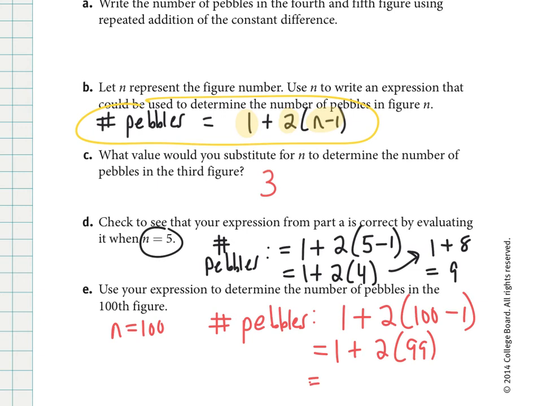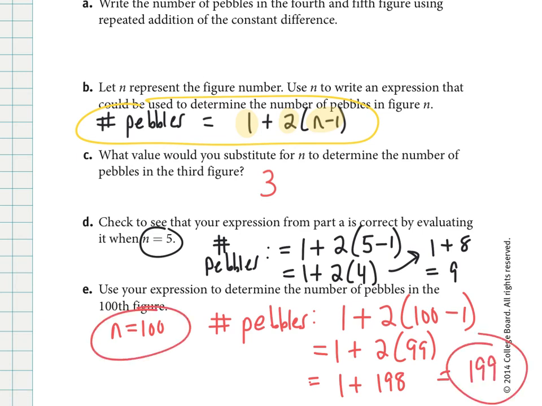So 1 plus 2 times 99. Make sure we do the 2 times 99 first. 2 times 99 is 198, and 1 plus 198 is 199. So that's a fast way to get the number of pebbles by simply plugging in the figure number for n. Again, it's all based on the pattern of starting with 1, and then adding 2 n minus 1 times.